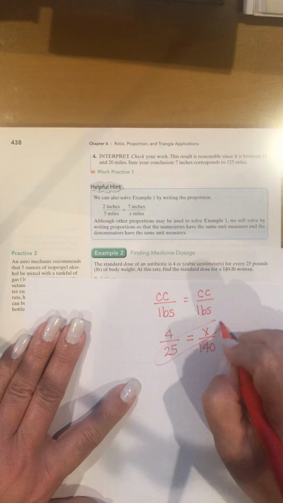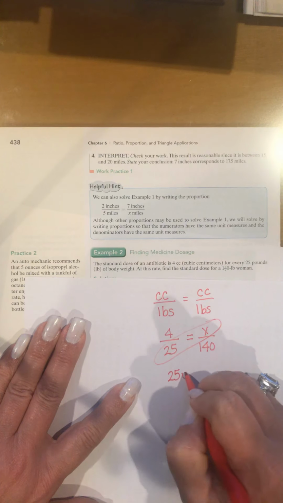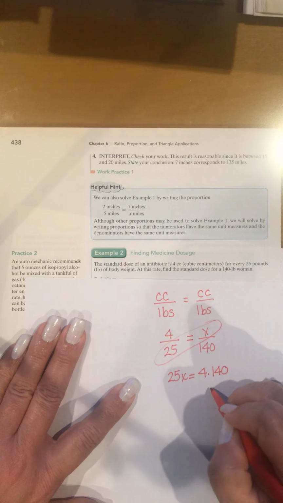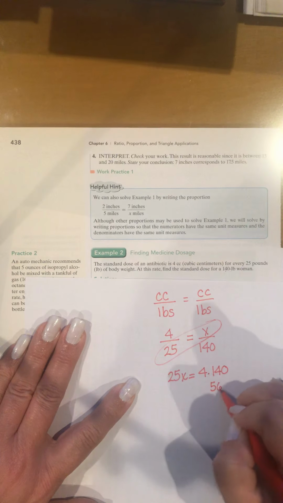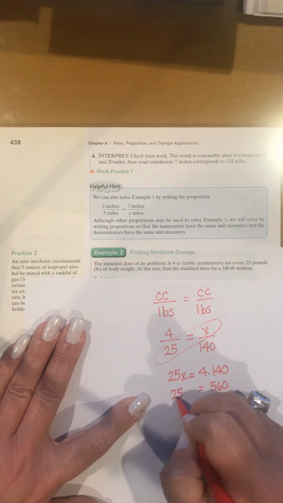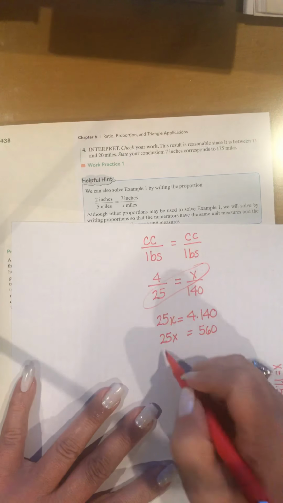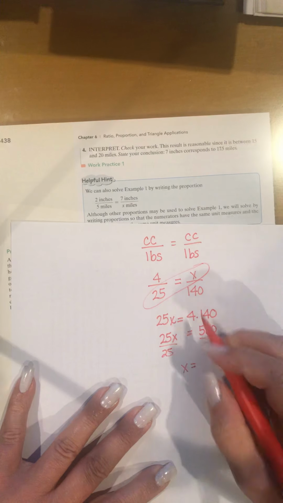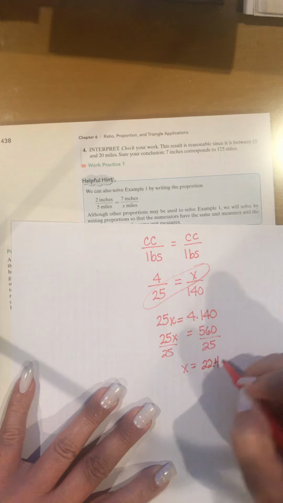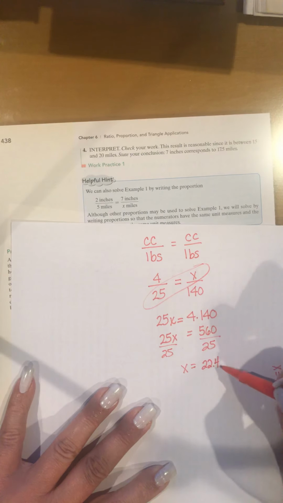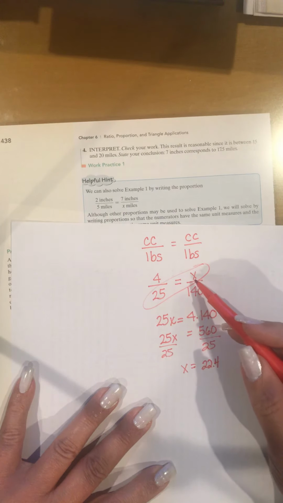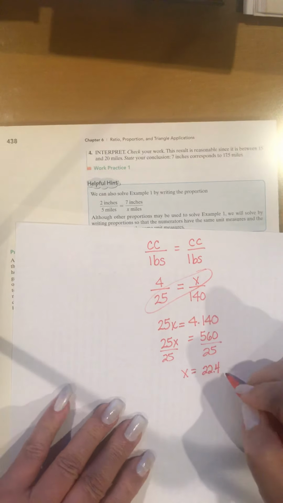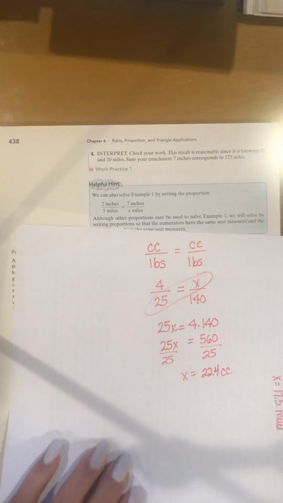So we're going to cross multiply. 25x equals 4 times 140, and 4 times 140 is 560. So we have 25x equals 560. Divide by 25, and that ends up being 22.4. So 22.4 cc's is the amount of antibiotic you would use for a 140-pound woman. And you want to make sure you label your answer.